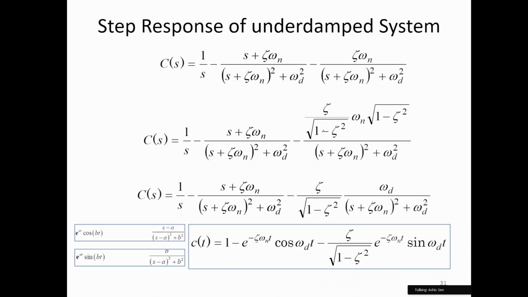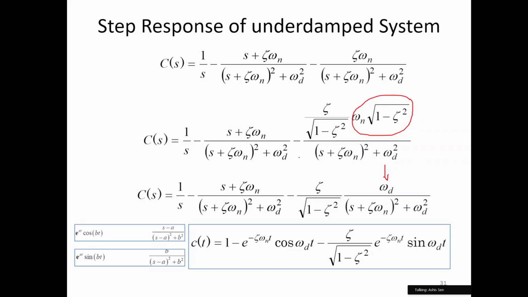That is, you divide by square root of 1 minus zeta squared and multiply by square root of 1 minus zeta squared. Then this term becomes omega d. So you have 1 over s minus (s plus zeta omega n) divided by (s plus zeta omega n) whole square plus omega d square, minus zeta over square root of 1 minus zeta squared into omega d divided by (s plus zeta omega n) whole square plus omega d square.